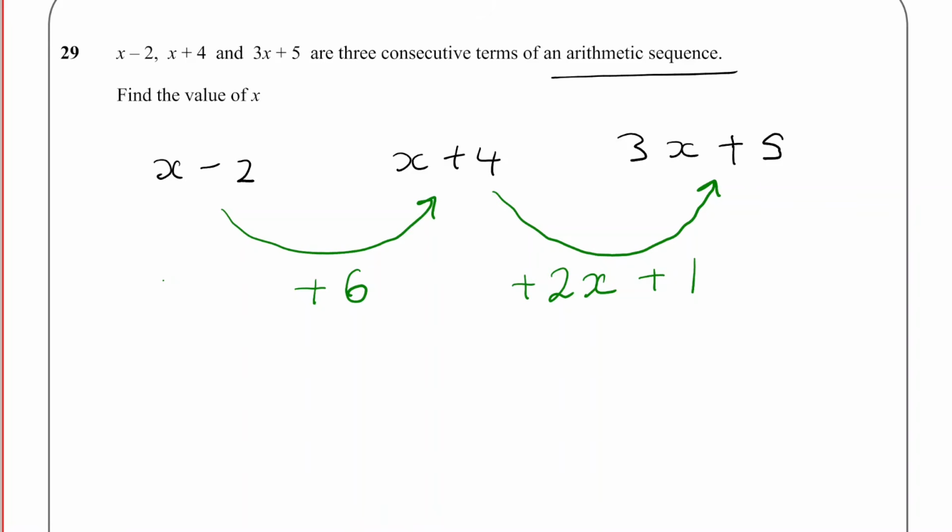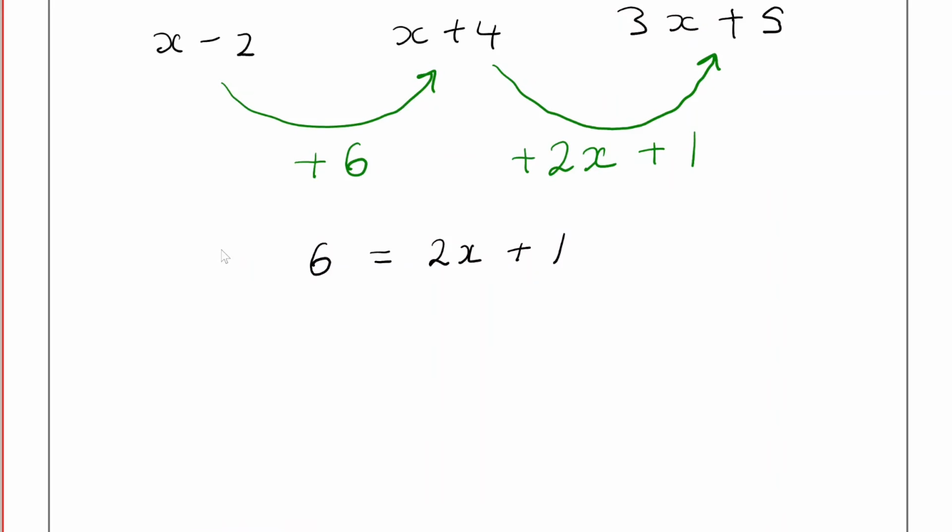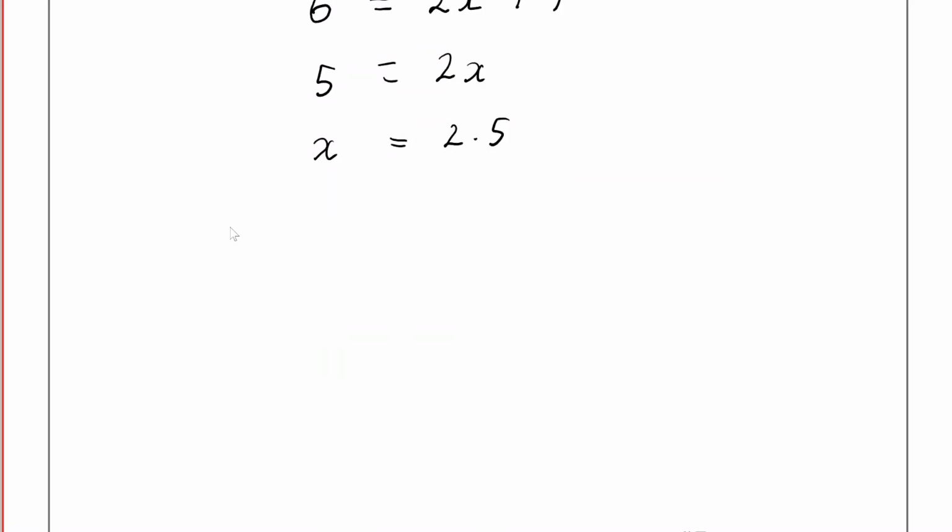Now we have to know that in an arithmetic sequence, the difference must always be the same. So 6 must be equal to 2x plus 1. So we can work out what x is because the difference is the same both times. So we've made an equation and now we just solve it. So take away 1 from both sides. So 2 x's are equal to 5. x is half of 5. 2.5.